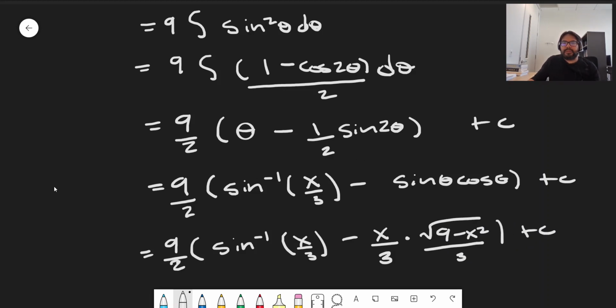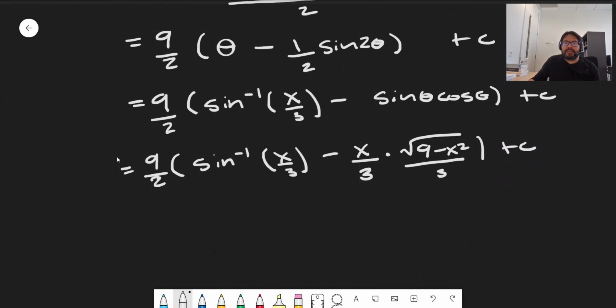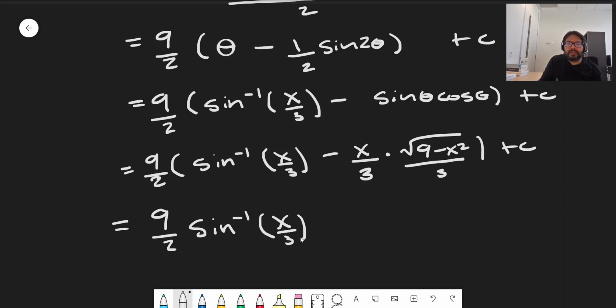So distributing, basically you're going to get that this is equal to 9 halves sine inverse of x over 3 minus, okay, so the 9 is going to cancel out essentially, so you just have 1/2, then you have x, and then you have the square root of 9 minus x squared, and then that's going to be plus c.